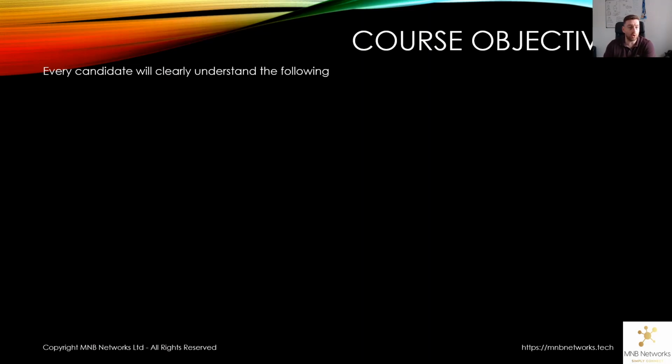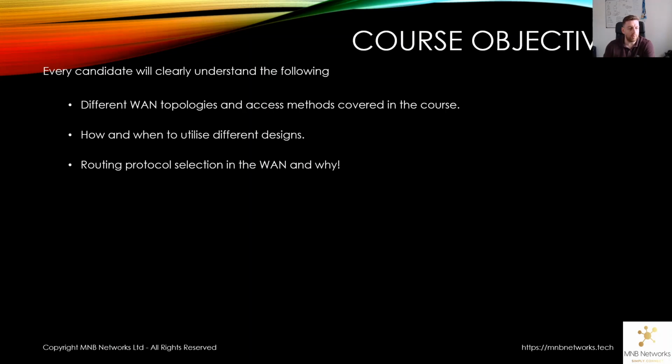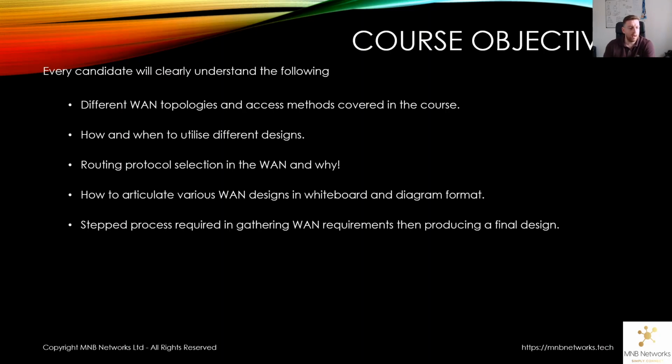First of all, the course objectives: what are we actually trying to achieve? We want every candidate to have a clear understanding on the following things. Different WAN topologies and technologies and the different access methods that are available, how and when to utilise different WAN designs, routing protocol selection, articulating WAN designs in a whiteboard and diagram format, and a step process in requirements gathering, so we'll look at things like RFIs, request for information, interviews with customers and things like that.